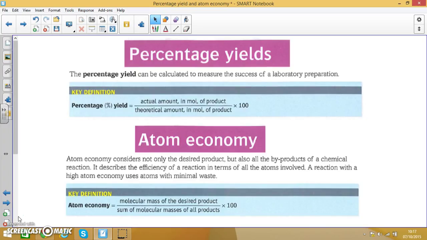So let's look at some key definitions of what each of these two things are. Percentage yield can be determined using this equation, whereas atom economy needs to be determined using this equation. Both percentage yields and atom economy are expressed in percentages. So let's look at a typical problem of how we go about working out percentage yield.